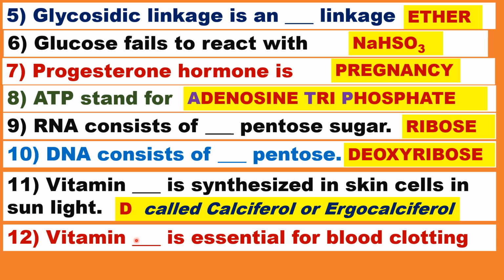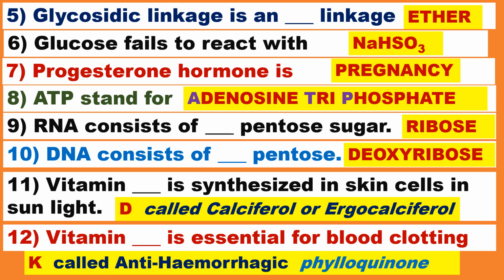12th question: Vitamin dash is essential for blood clotting. If this vitamin is deficient, blood won't clot. Blood loss will lead to death. What is the vitamin? It is vitamin K. It is also called anti-hemorrhagic vitamin. Its chemical name is phylloquinone.